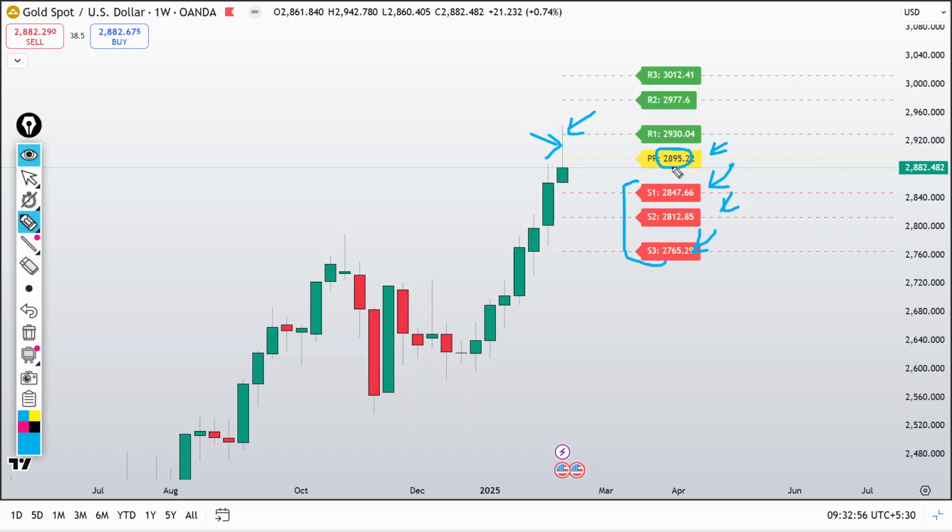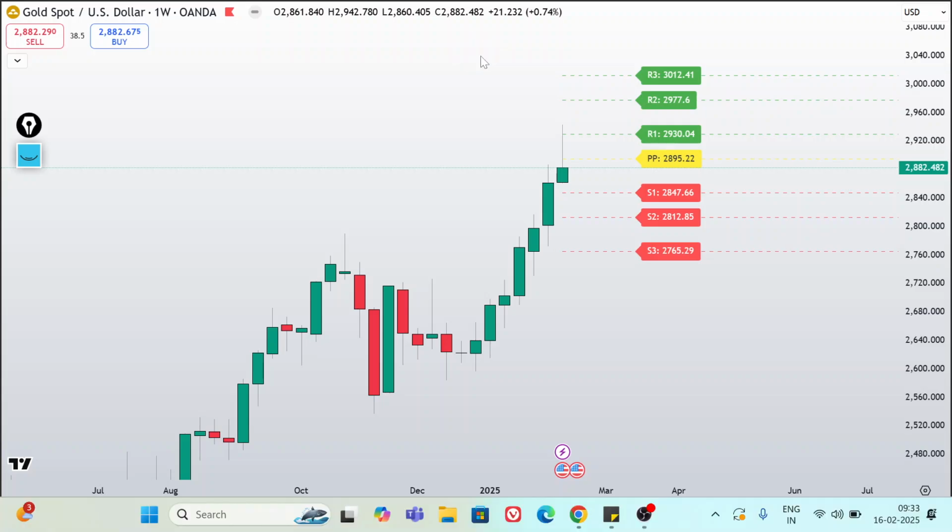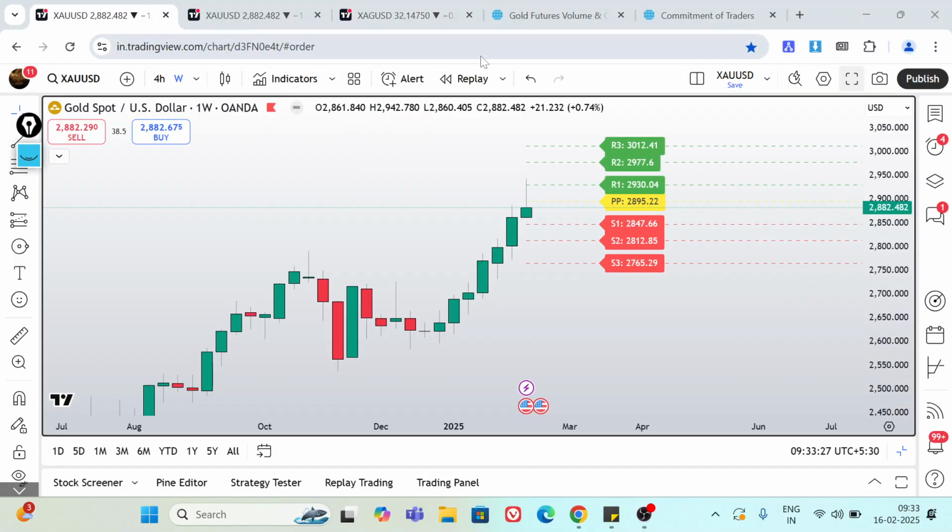On the higher side, the first resistance is 2895, and the second resistance is 2930. So under this we have to wait for a pullback, and we have to wait for confirmation on these levels for next week, because these are the pivot levels for next week. So overall, the price is currently in a consolidation to correction phase, and we have to act accordingly.